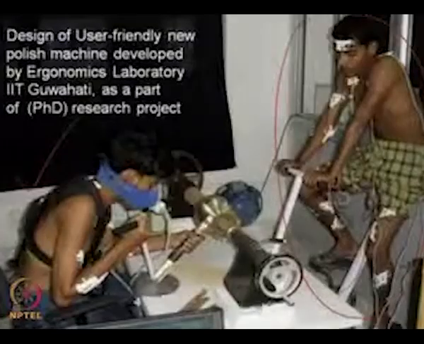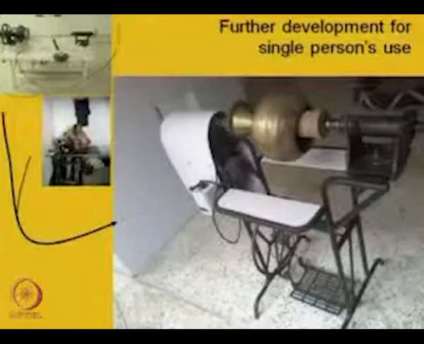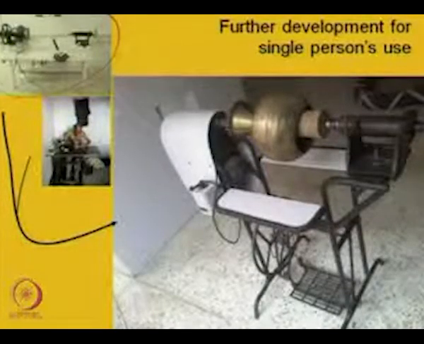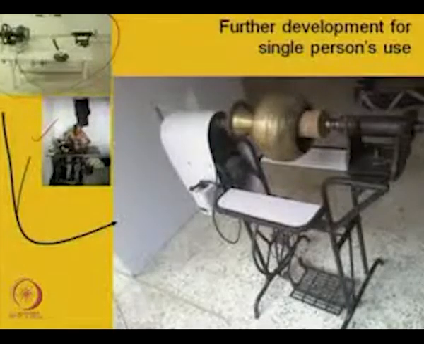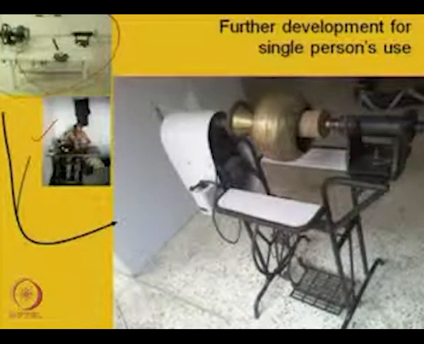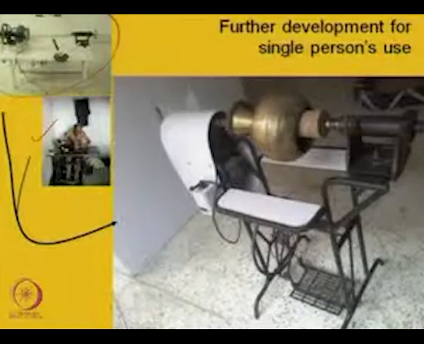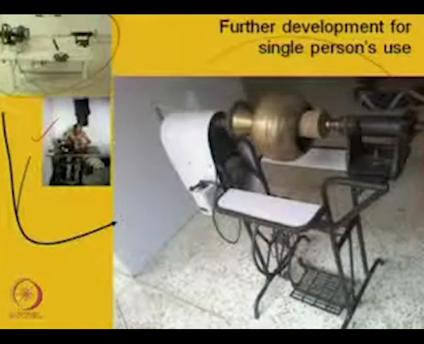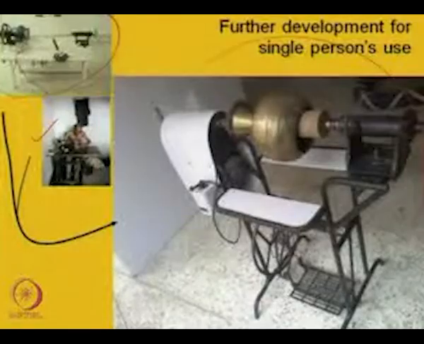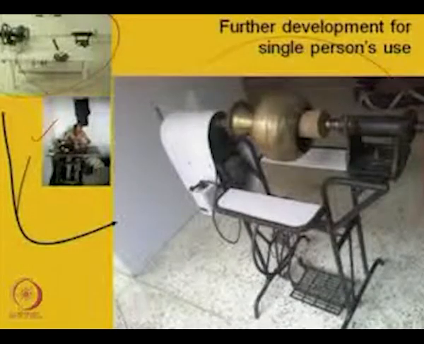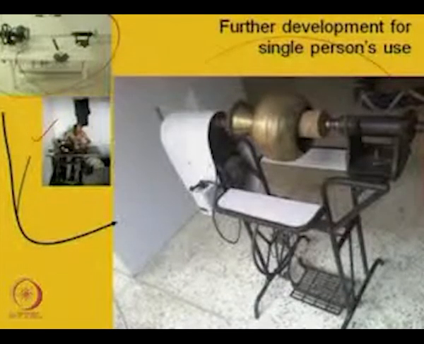Now, the question comes, why do we require two persons? Can we develop a system for a single person's use? Further work was carried out. Then we got the influence from the sewing machine. From the sewing machine operation, the idea came, and this product was developed as a further development for a single person's use, that machine. Here, both sides are there.